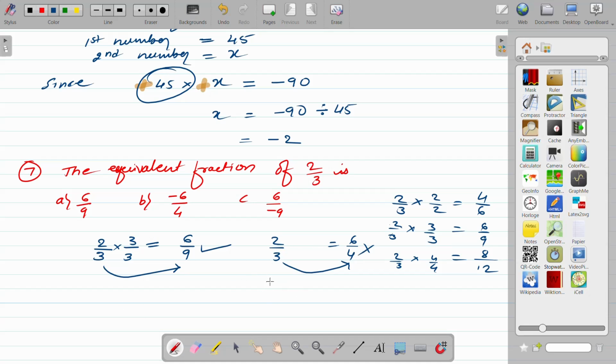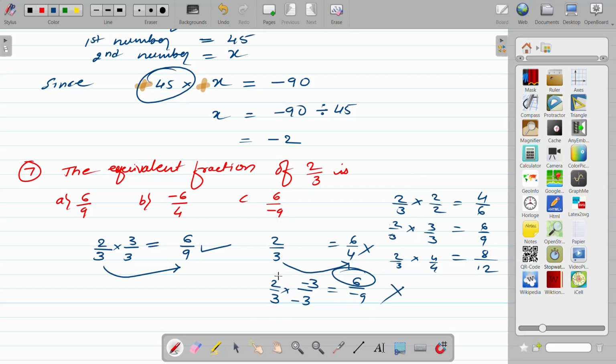Now look at the next option, C. They have given the 2 upon 3 fraction, and the answer as 6 upon negative of 9. If we want to make this negative of 9, we multiply with negative of 3. So negative of 3 will come in the numerator also. Now look at this: positive 2 into negative 3 will be negative of 6. But they have given it as positive 6. Because of that, this option is also wrong.